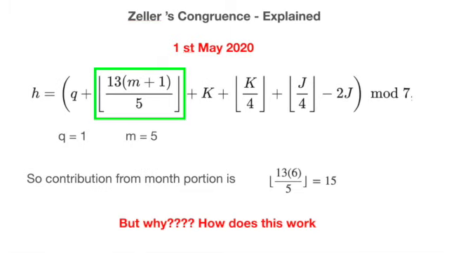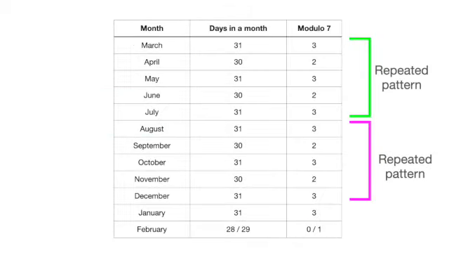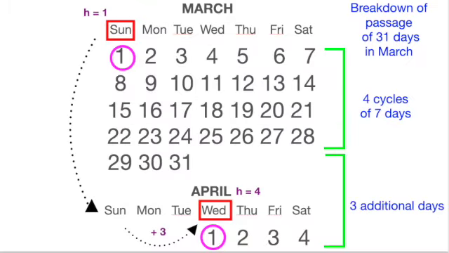Let me explain. If we list down the days of each month and take modulo 7, starting from March to December, then you see that they will follow a 3-2-3-2-3 pattern, which repeats every 5 months. What this means is, if we started off with 1st March as a Sunday, then since there are 31 days in March, which is 3 modulo 7, when we get to 1st April, the passage of a month would move us along the 7-day week by 3 days. So it will be Wednesday on 1st April.